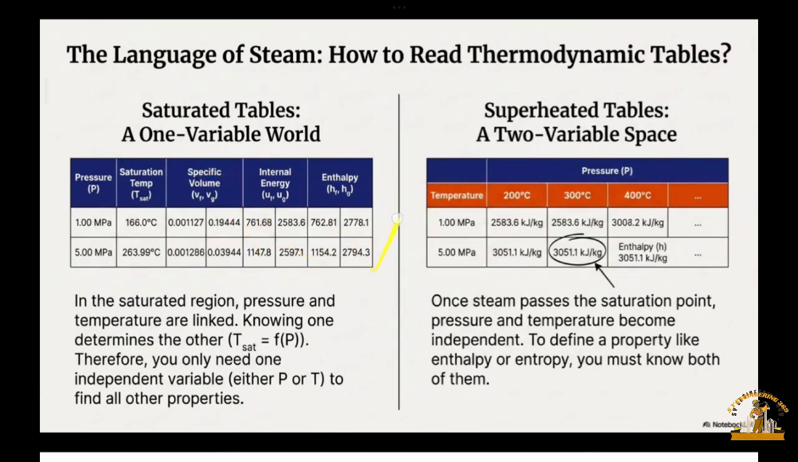The first difference is that in the saturated region, pressure and temperature are linked, unlike in the superheated region, where they become independent. In the saturated region, pressure and temperature are linked: knowing one determines the other. T saturated is equal to f of P.